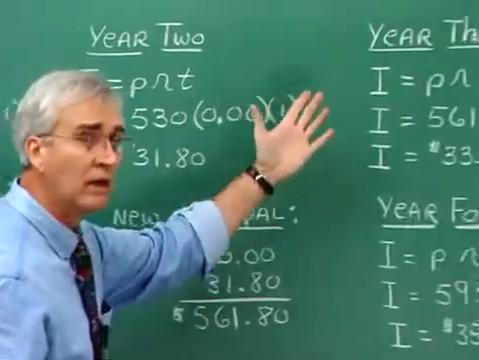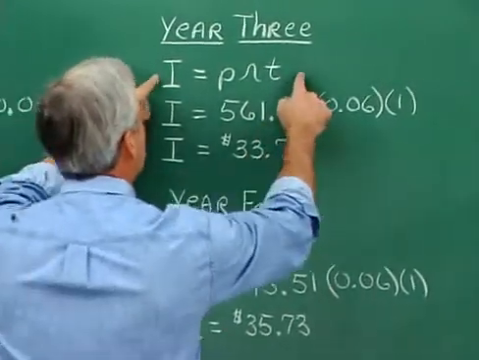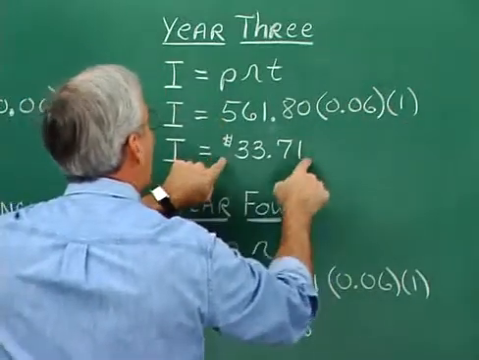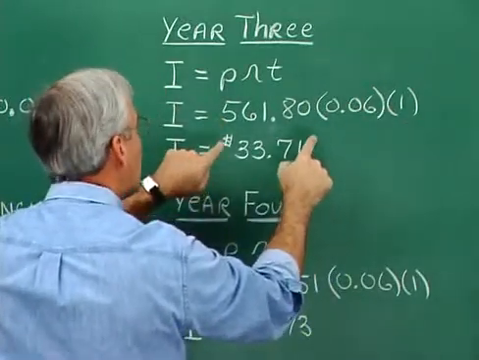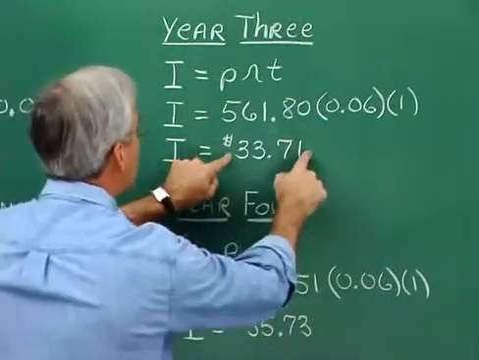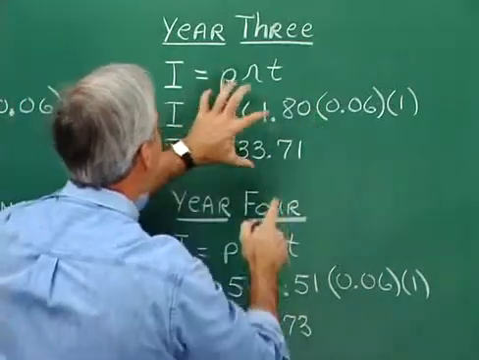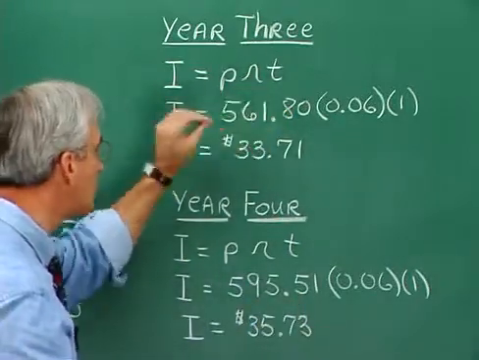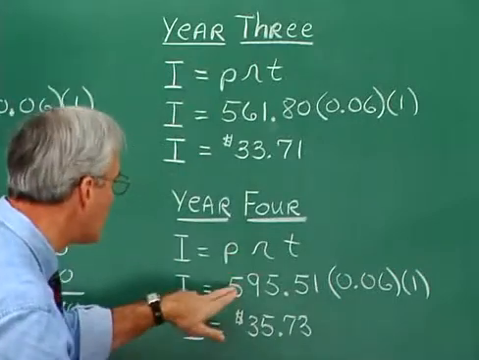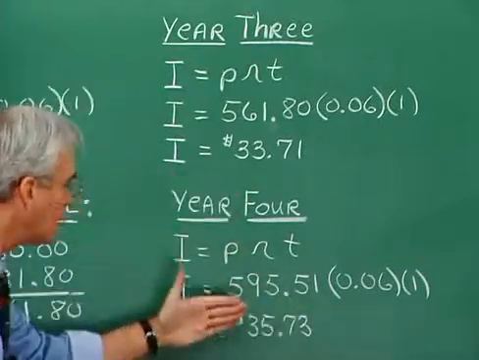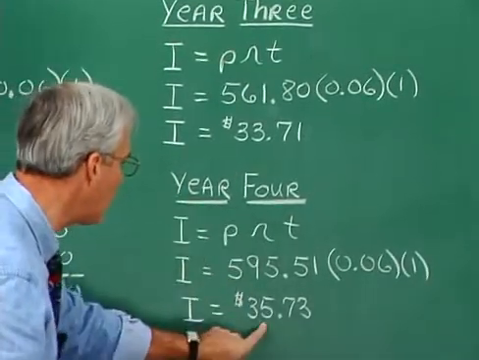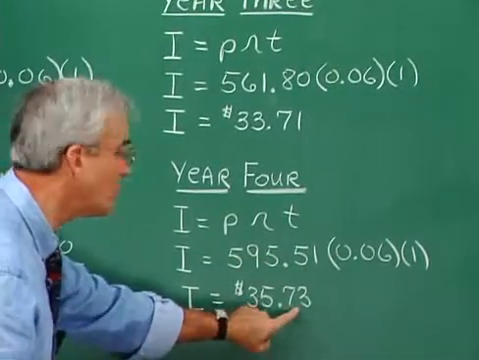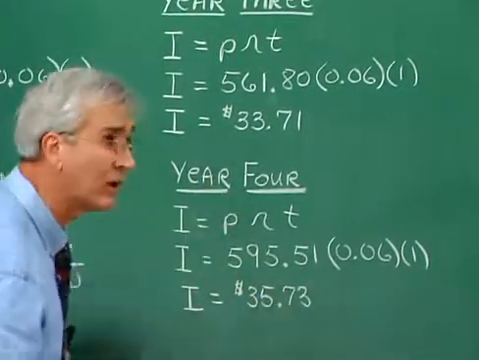And this is the amount that's earning interest during the third year. So for the third year, here we go with year three. Interest is principal times rate times time. Here's our new principal. Same rate, same time. And our interest, the amount of interest earned during that third year, $33.71. We take this amount, add it to that principal, and we have a new principal at the end of year three. And that principal is being used to earn interest during year four. So we have $595.51. The amount of interest, therefore, earned in year four, $35.73. Now we add the $595.51 to the $35.73 interest earned, and we have the new principal for year five.